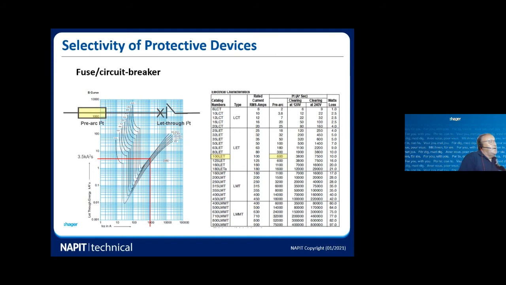So in a desktop study, the circuit breaker will let through 3,500 amp squared seconds to clear a fault of 1000 amps. Is that going to provide selectivity with the 100 amp upstream fuse? Clearly not, because it's more than 600 amp squared seconds. So the desktop study again doesn't provide us with adequate values and information to prove selectivity.